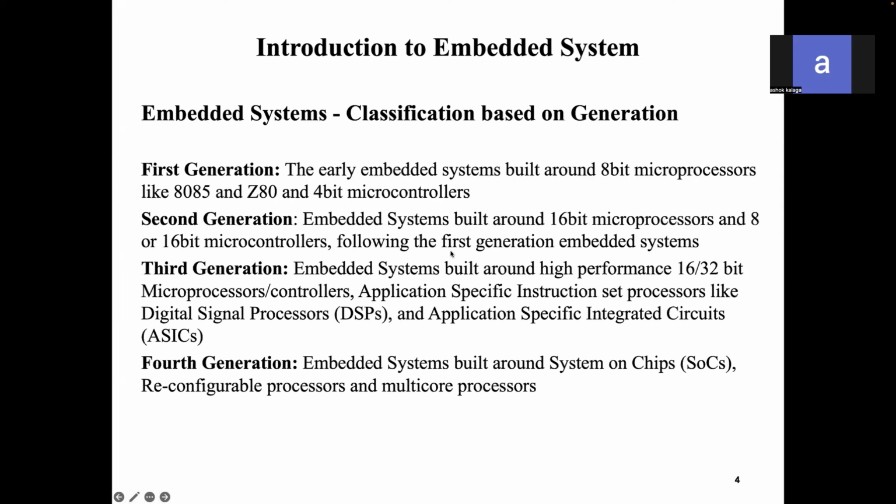Now, based on generation, we have four different types of generations. First generation, second generation, third generation, and fourth generation. The first generation of embedded systems, we call them early embedded systems, built around 8-bit microprocessors like 8085 and Z80 and 4-bit microcontrollers. That means these embedded systems are built around 8-bit processors and controllers.